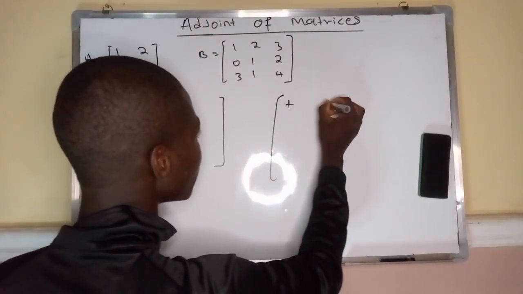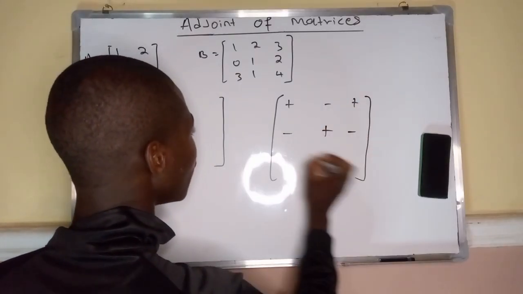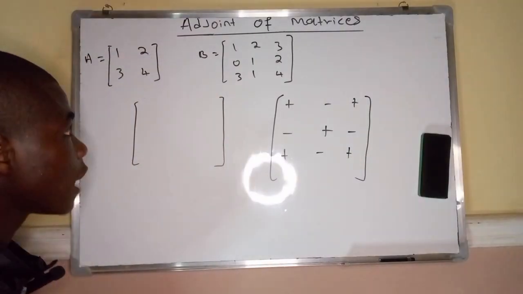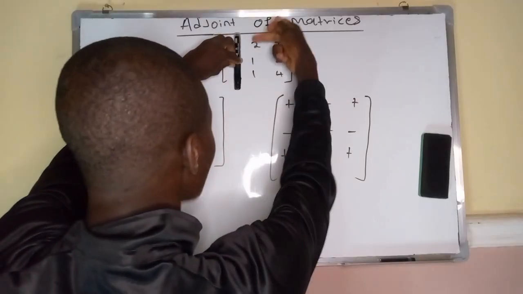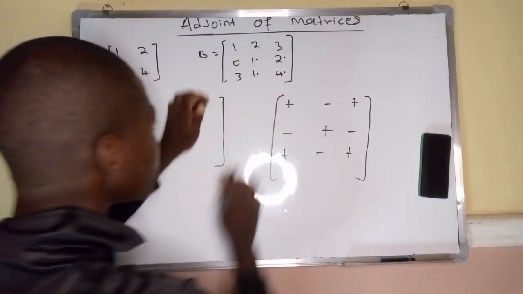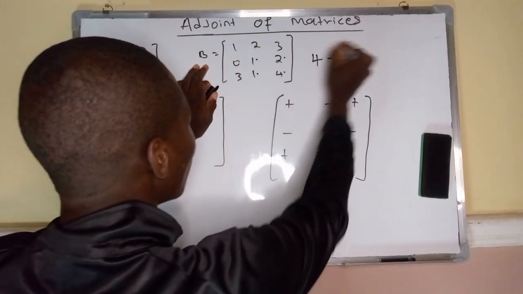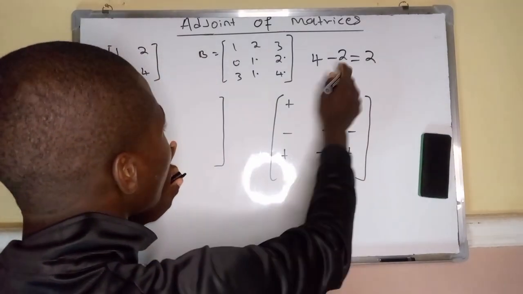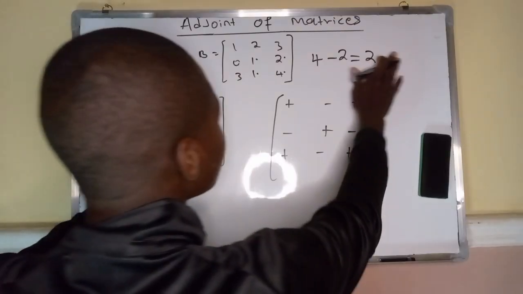I have the sign pattern: positive, negative, positive, negative, positive, negative, and also positive, negative, and positive. So I have to find the minor of 1. If I delete this row and column, I have 1, 2, 1, and 4. 1 multiplied by 4 is 4, minus 2 multiplied by 1, which is 2, so it is equal to 2. Multiplied by the positive sign, I have 2.